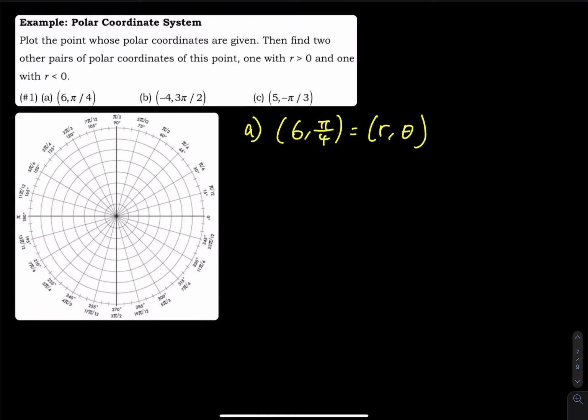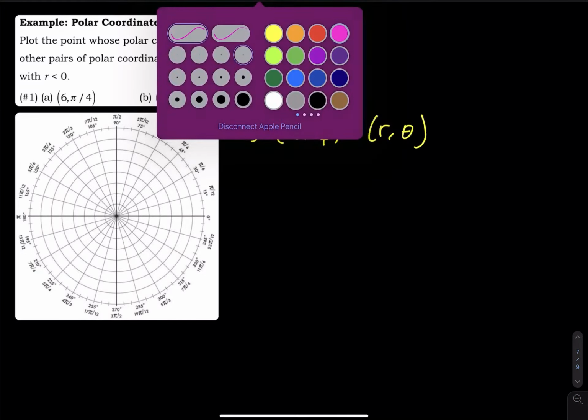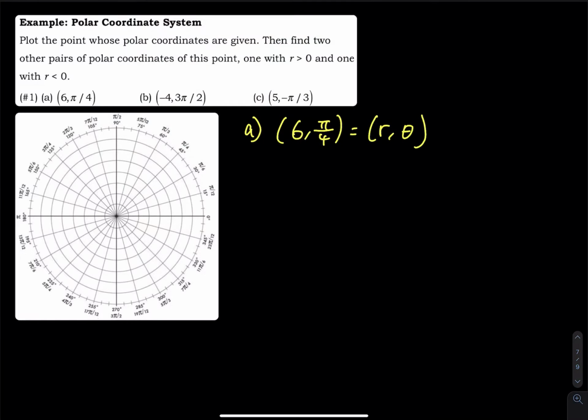I can't use yellow because it's too hard to see. So 6, pi over 4: 0, 1, 2, 3, 4, 5, 6, 7, 8. Pi over 4 is right there. So this is the point that we have. So the plotting is done. Now, I want to find one positive and one negative. So we do the math.